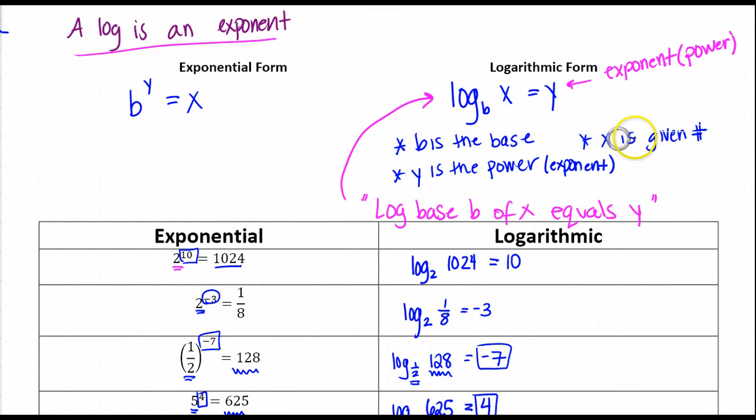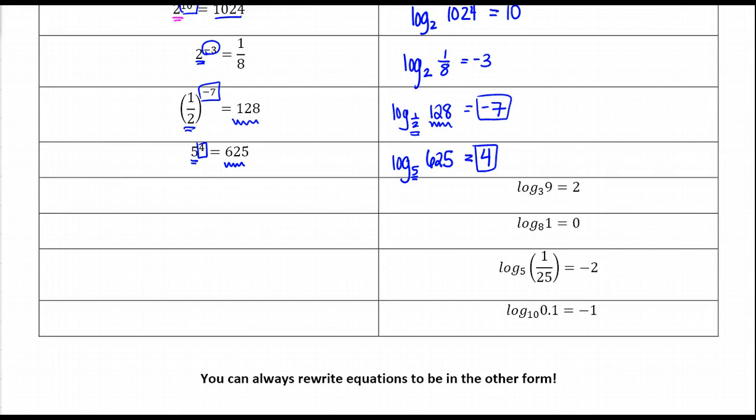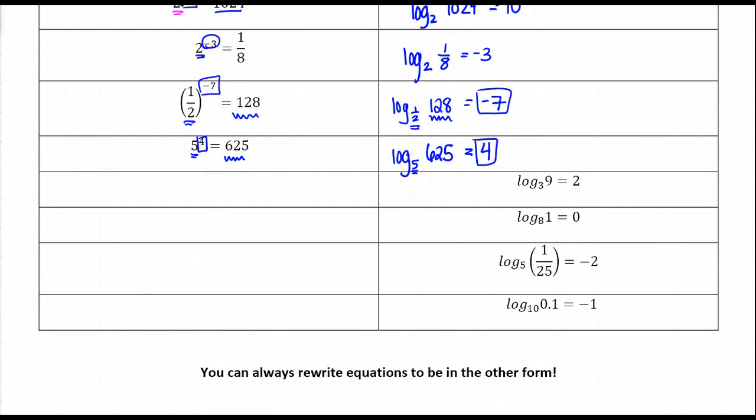b is the base, x is the given number, and y is the exponent and or power. Okay, so now I've given you log equations, and we can always go in the other direction. Now I'm going to take my log equations and write them in exponential. You're allowed to go between the two as much as you want.